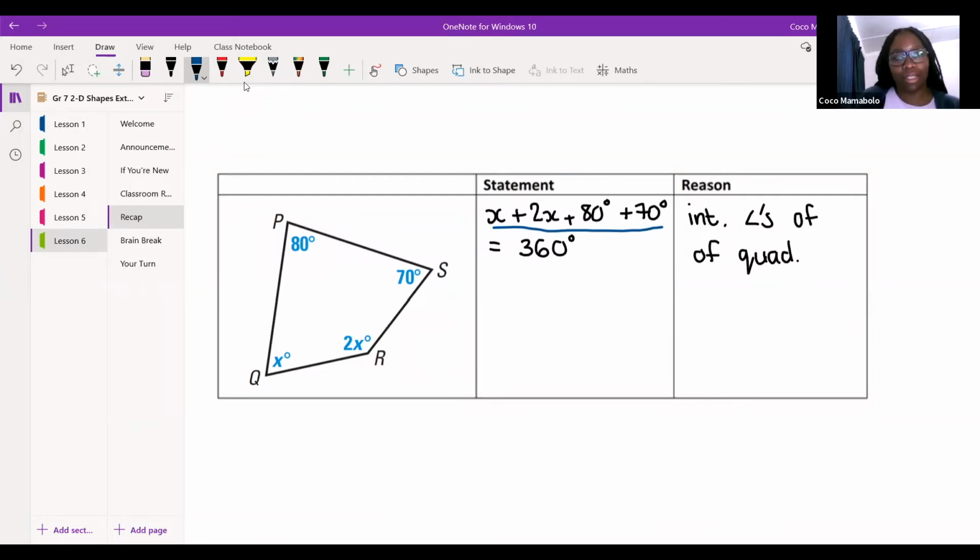Excellent. Yes. X and 2X. That's because they both have an X. This is an X and this is a 2X. Now, I'm going to ask you again, guys. If I have an X and then I add two more X's, how many X's do I have? Let me know in the chat. How many X's do I have?